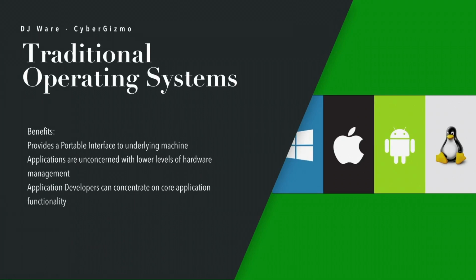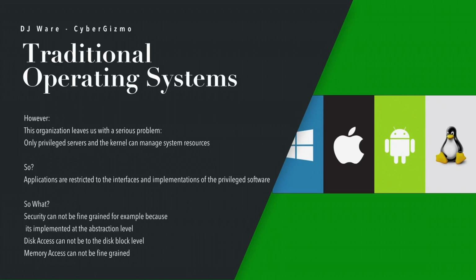The benefit of the traditional operating system is that it provides a portable interface to the underlying machine. Applications don't have to worry about all the intricate details of handling and accessing hardware management. It's all done for them by the kernel. The application developer can then concentrate on the critical functionality of their application without having to be concerned about overall management of the system.